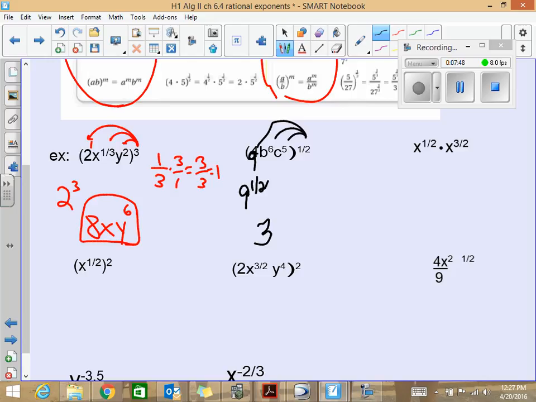Now, ladies, be quiet. On a variable with an exponent, you can use our multiplication rule, right? Because we're taking 6 times 1/2, which is 3. So this becomes b to the 3rd. So on c, c is going to be 5 times 1/2, which is 5 halves, that's perfect, and that's all we can get.